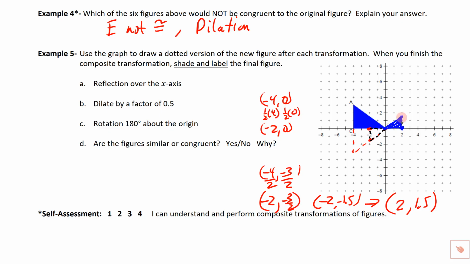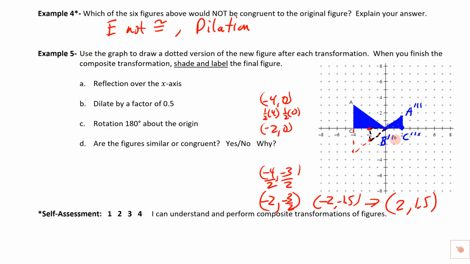Okay, so it looks like this. I'll even shade that in so it looks good. There's the final figure. We did 1, 2, 3 transformations. So if you wanted to, we could label this as A triple prime. This would be B triple prime, or sorry, this would be C triple prime there. Okay, so this would be C triple prime, and this would be B triple prime right there.